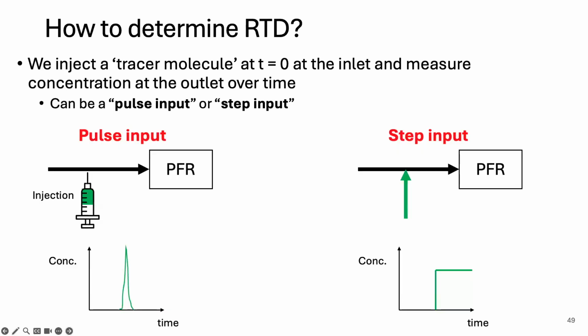How do we determine the residence time distribution? Well, we do what are called tracer studies. We direct a tracer molecule. This is going to be an inert molecule that's not participating in any reaction. We inject that at the inlet of our reactor, and then we measure the concentration of that inert at the outlet over time. We can do this either as a pulse, we sometimes would say a spike, or a step input, where we then have a step change in the inlet concentration that's sustained.